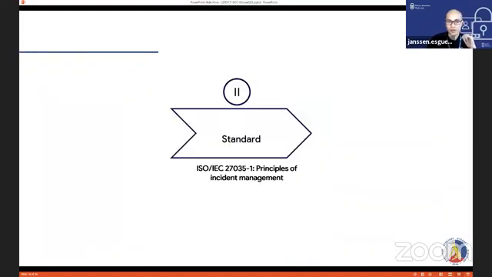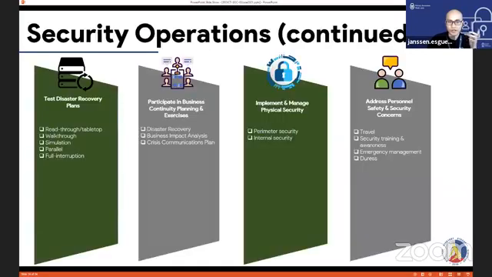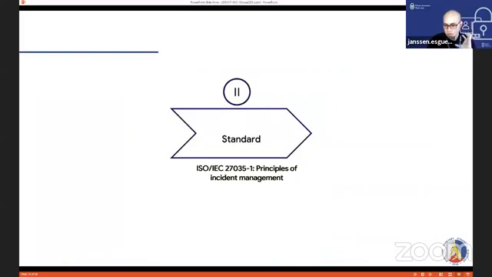So we're finished with the security operations, Domain 7. That's a comprehensive one. But of course, I would also like to present the ISO/IEC 27035 Principles of Incident Management. Time check, my time is 11:31.